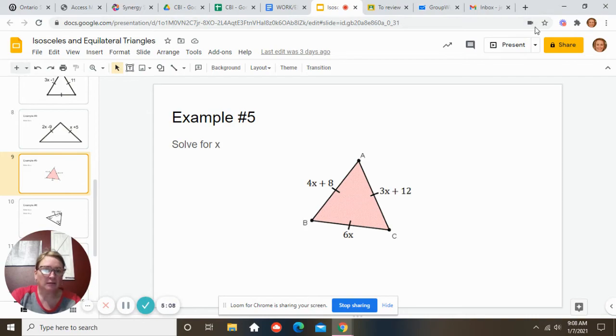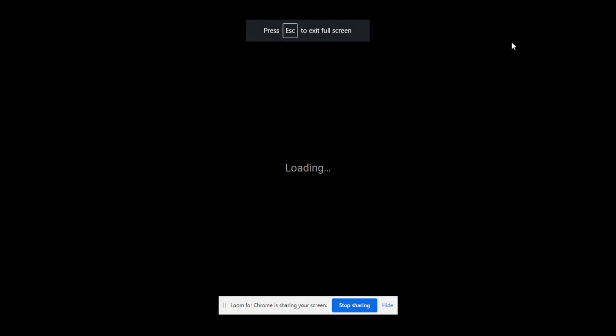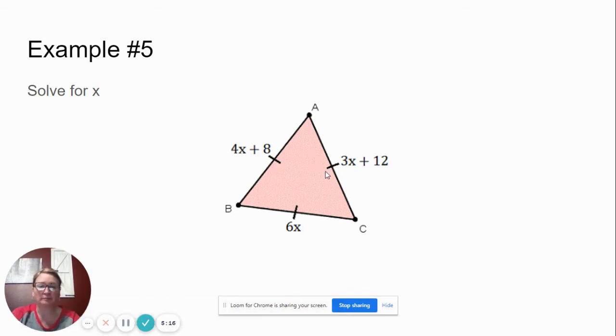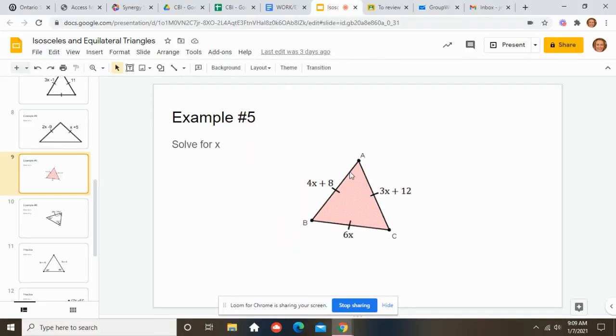All right. I'm going to zoom in just a little bit so you can see it better. So notice that all three sides are equal. They all have this hash mark. They all have different expressions, and we can't set three sides equal to each other because there's no way to do an equation that's that way. So you just choose two sides to solve, and that is going to get you to an x value.